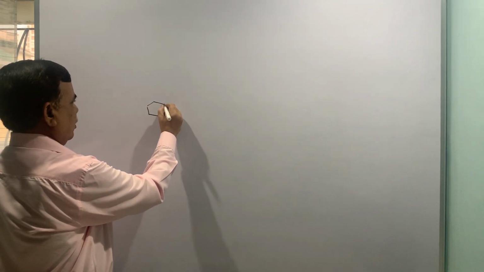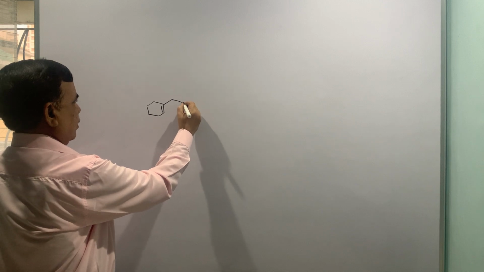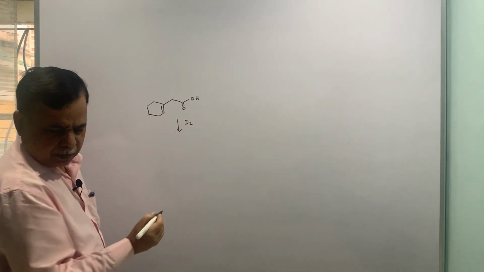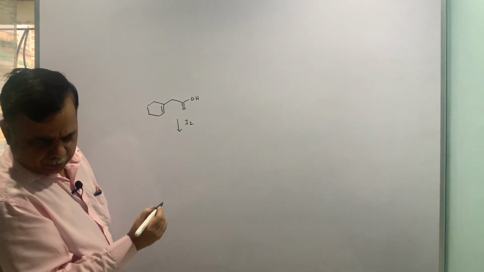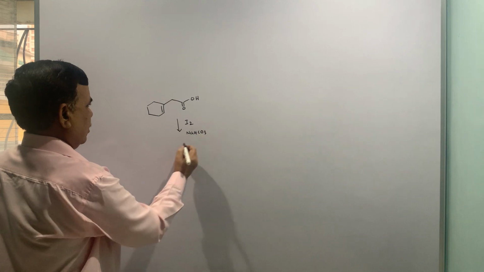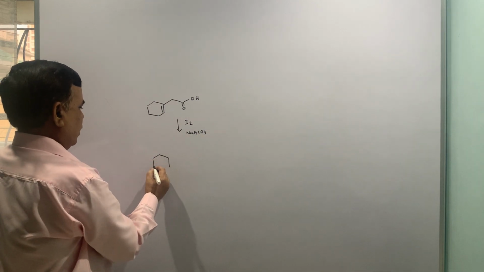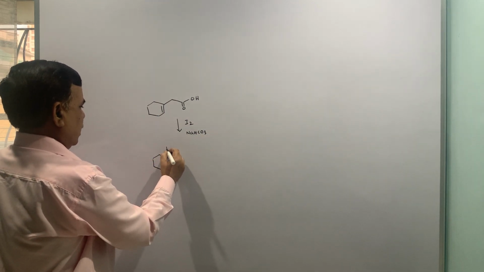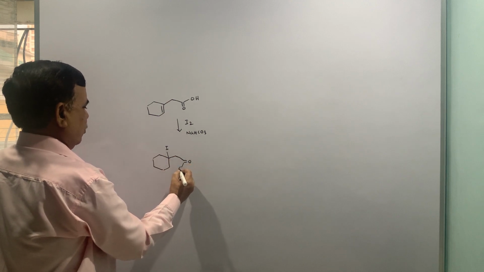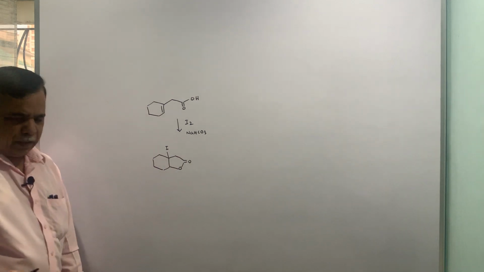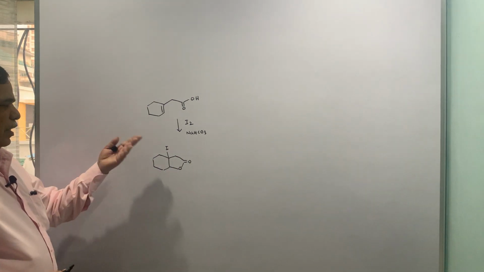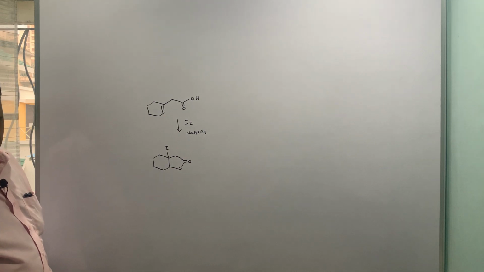One more example wherein we are having iodine as a reagent and sodium bicarbonate. The product is given. I will just put the product also, iodide, and then you got the lactone over here. Okay, this is the product. It can be written the other way around also.